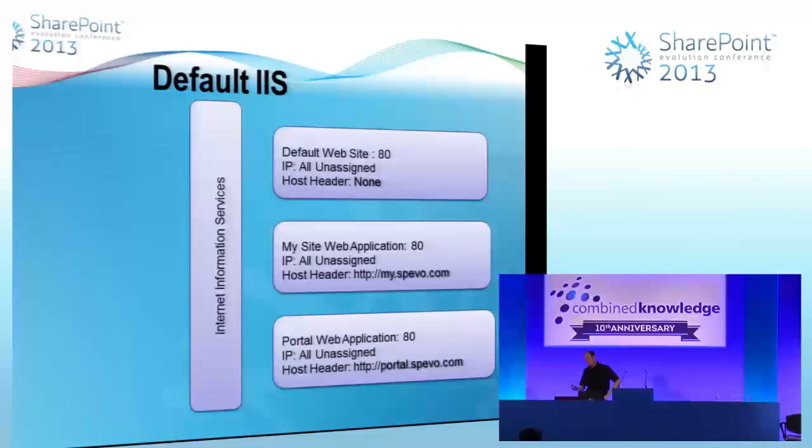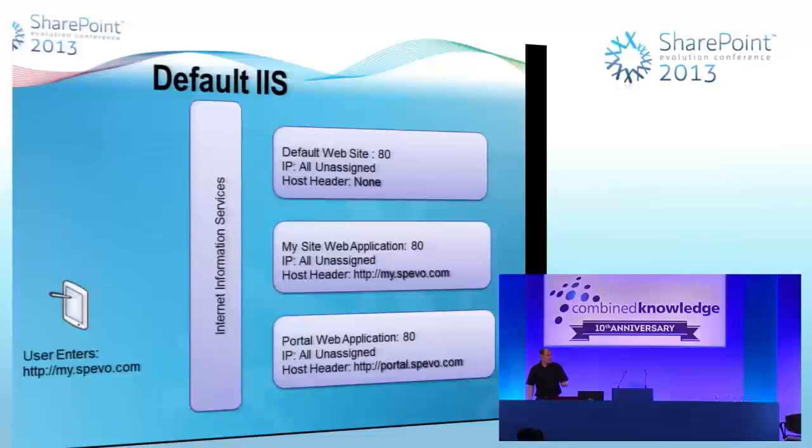So what are we trying to achieve here with this web app? Here's a standard setup that we currently have. Standard SharePoint site we've set up. We've got a My Site web app on port 80 using all unassigned IP, http my.spevo.com. We've also got a portal web application, all unassigned IP, portal.spevo.com. So we're using the premise of host headers on each website to determine where the traffic gets routed to, right? And then we've got the default website, which is port 80, no host header, all unassigned. So this is your bucket. This is your current catch-all bucket.